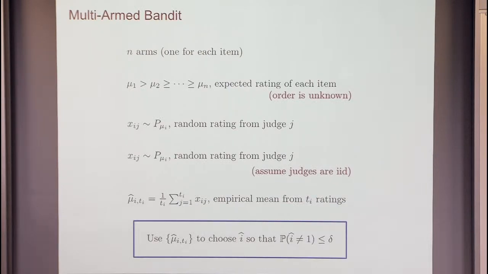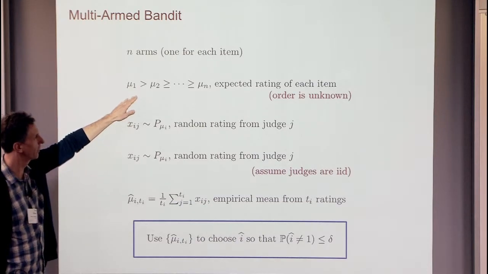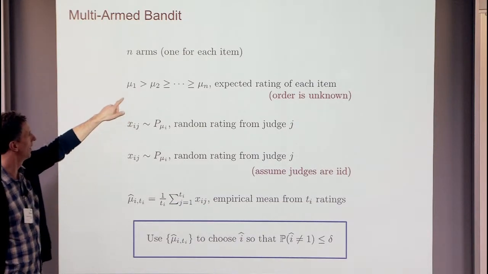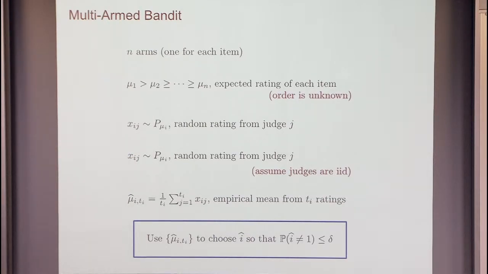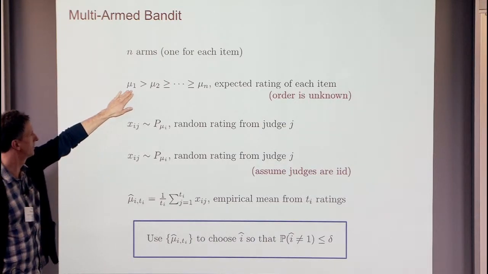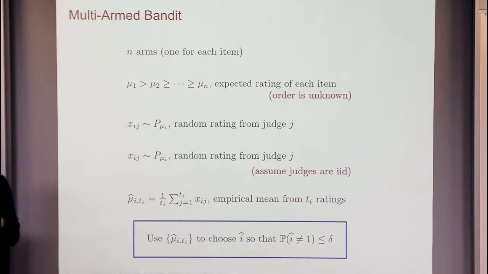So I'm going to formulate this problem as a multi-arm bandit, and I just want to set up a little of the notation. It's pretty simple. We have n arms, and each arm corresponds to one of the items. We have expected ratings or scores for each item, and I'm going to order them from the highest score to the lowest expected score, like this. So mu1 is going to be the top item, and its expected score or rating is mu1.